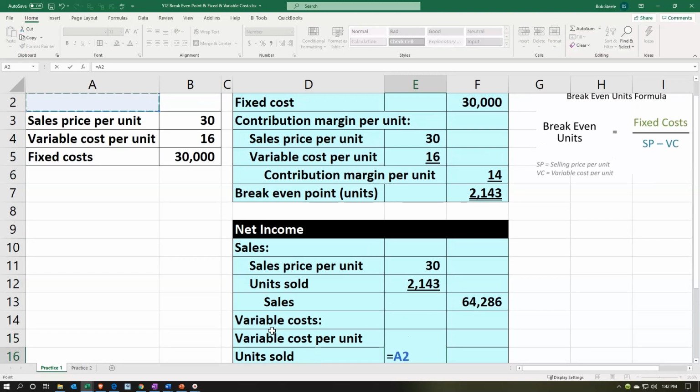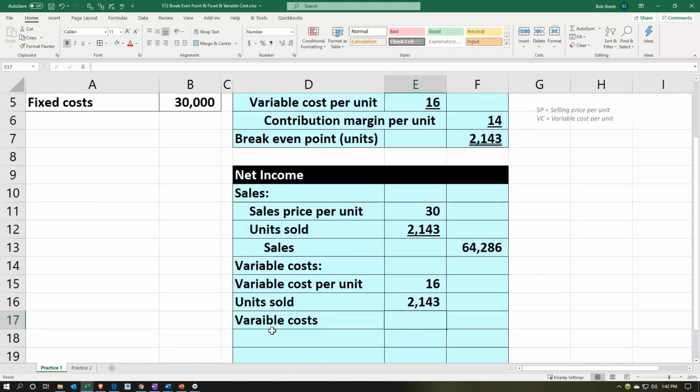And then we're going to say that the units sold are the same break-even point here. And then we're going to say the variable cost will be equal to the $16 cost times the number of units sold. Let's put an underline here under the units sold, Home tab font group underline. Let's go ahead and indent this now.